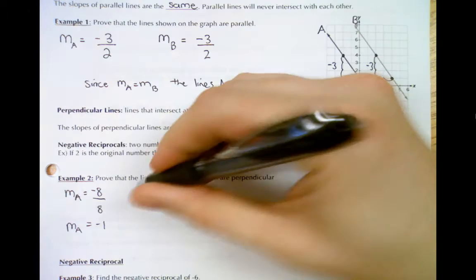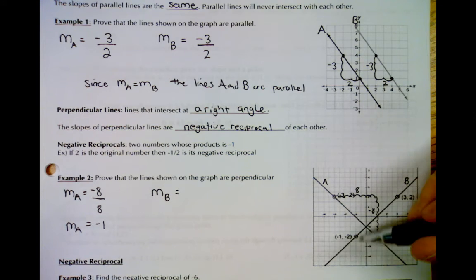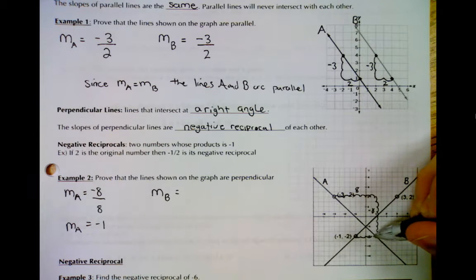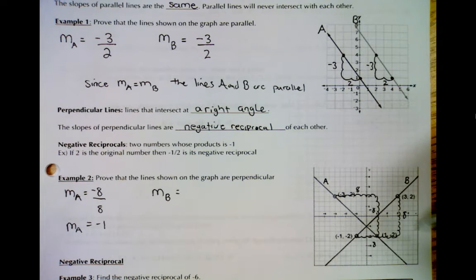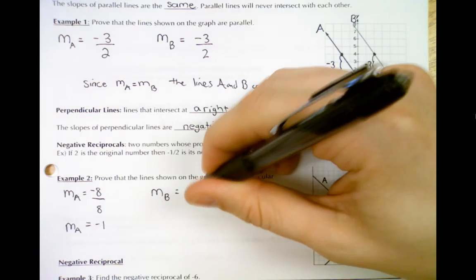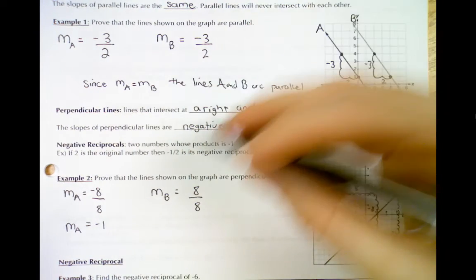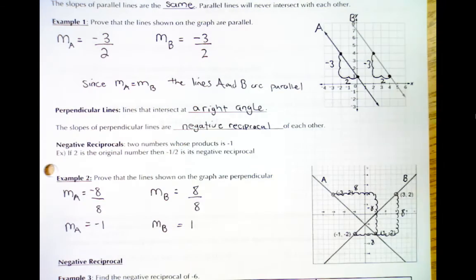Let's find the slope of B. We're going to go between these 2 points on line B. So we got a run, 1, 2, 3, 4, 5, 6, 7, 8, run of 8, and a rise of 1, 2, 3, 4, 5, 6, 7, 8. Up is positive, right is positive, so we've got 8 over 8. 8 divided by 8 is 1. The slope of B is 1.